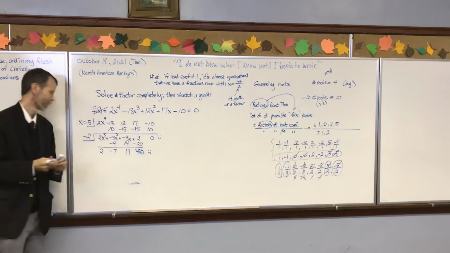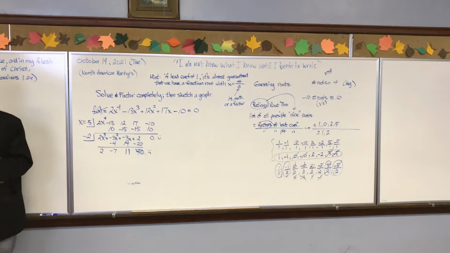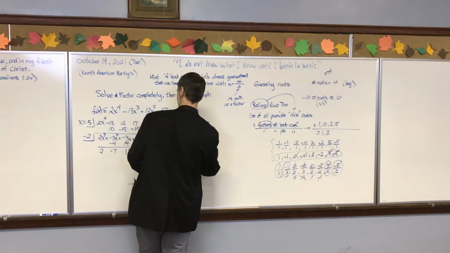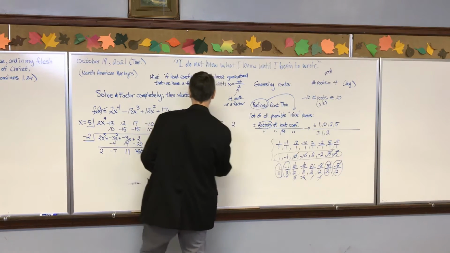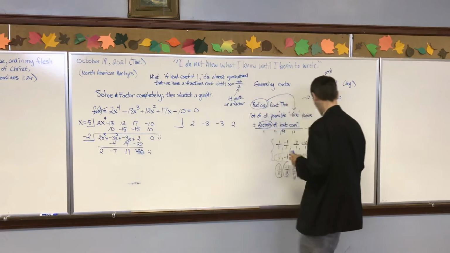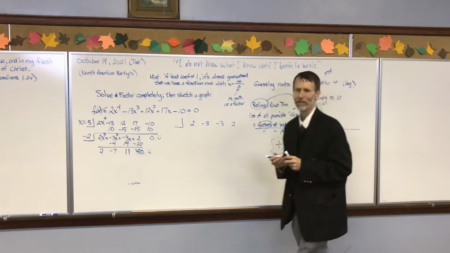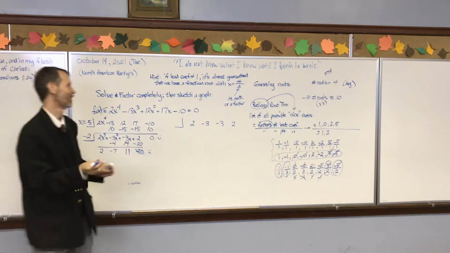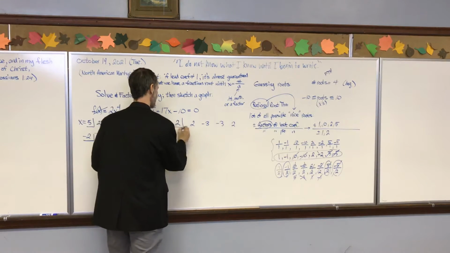So let's reset it. We had 2, -3, -3, 2. So I'm going to try a different one. So, -2 didn't work. Good one to try. Nick, try your luck. 2. All right, box number of 2.